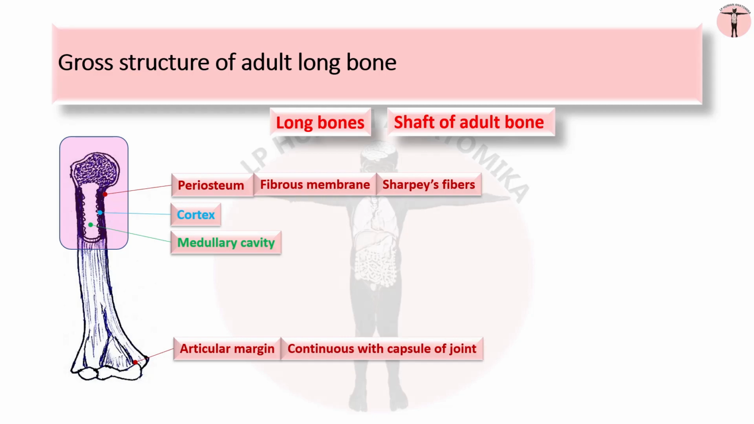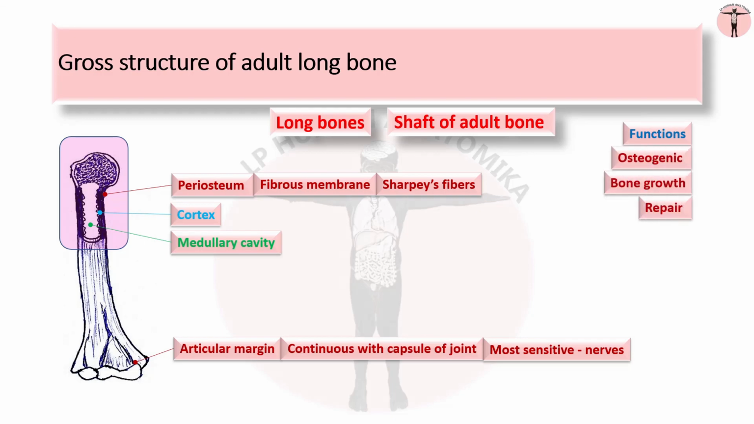The abundant periosteal arteries nourish the outer part of the underlying cortex. Periosteum has a rich nerve supply which makes it the most sensitive part of the bone. Periosteum is absent in sesamoid bones. Functions of periosteum are: it is osteogenic, helps in bone growth and bone repair, and is protective in nature.